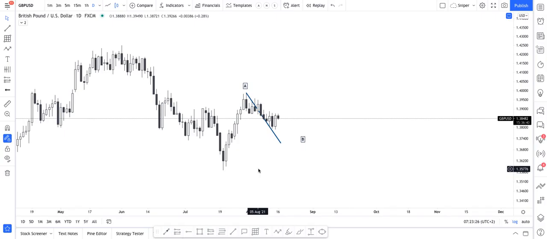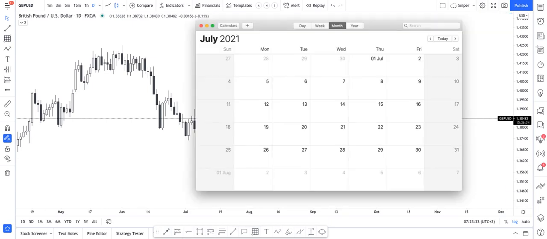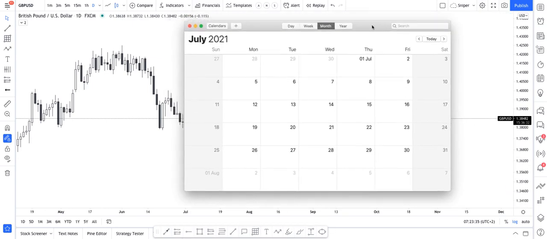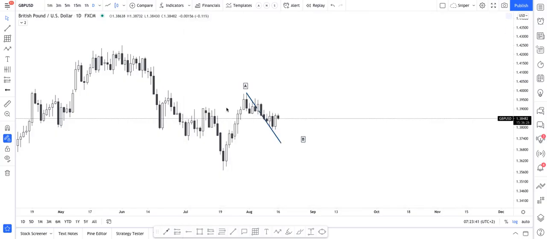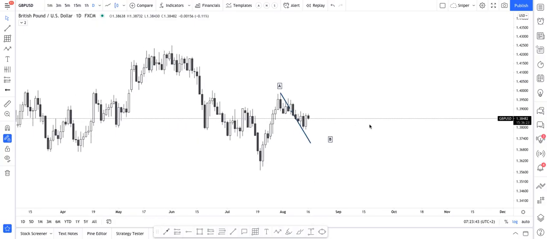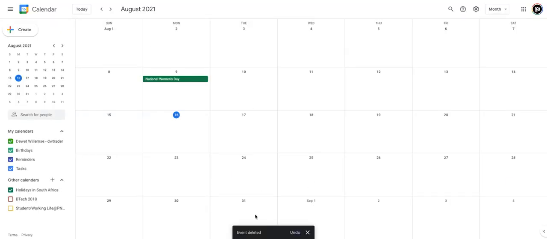We need to look at the last 20 trading days. So you won't be able to see it now, but I have my calendar open. I'm going to open the calendar on the screen so that you can see. Okay, so here we have the calendar in front of us. We need to look at the last 20 trading days. So we count back. We don't include Sunday, so we take Friday as 1. So the 13th is our first trading day.